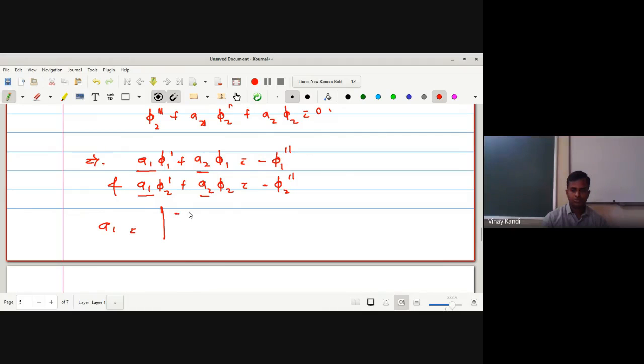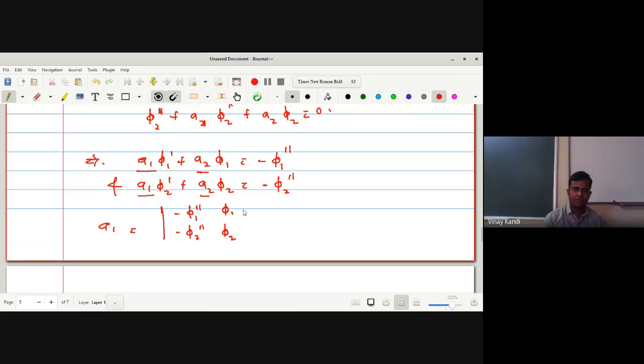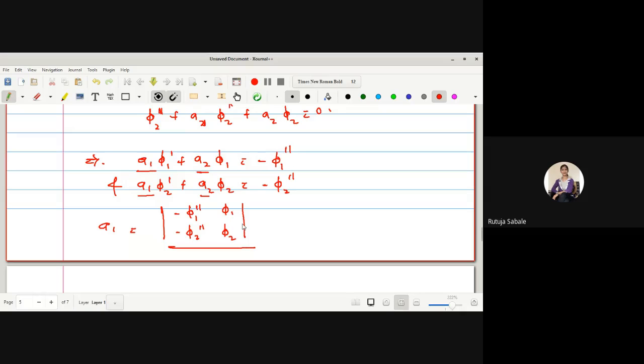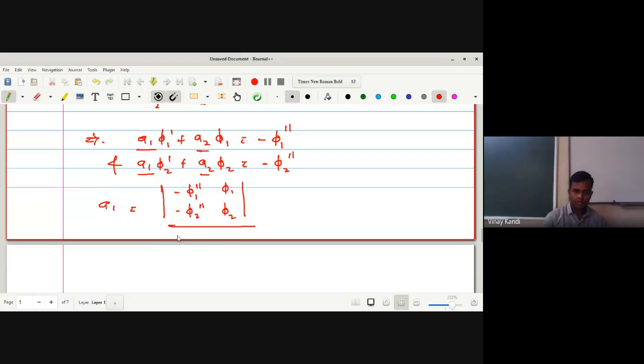A1 is equal to the determinant with phi1 double dash, minus phi2 double dash, and this column is phi1, phi2, upon the Wronskian of phi1 phi2. Look at it: A1 into phi1 dash, phi1, and this is phi2 dash, phi2. Okay, which is equal to, this is the determinant.